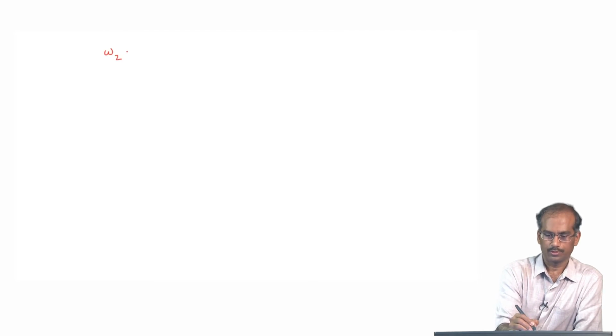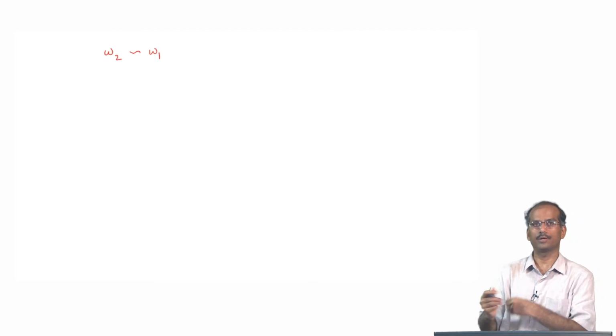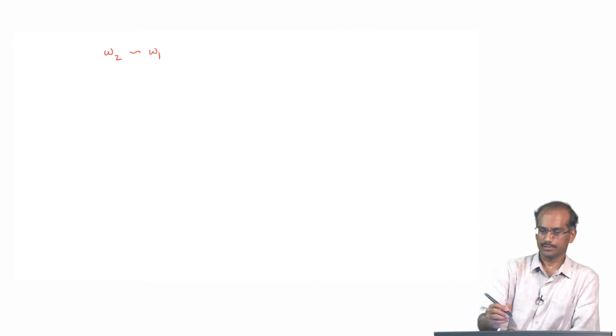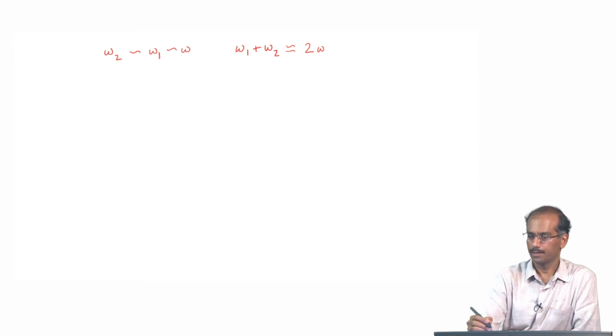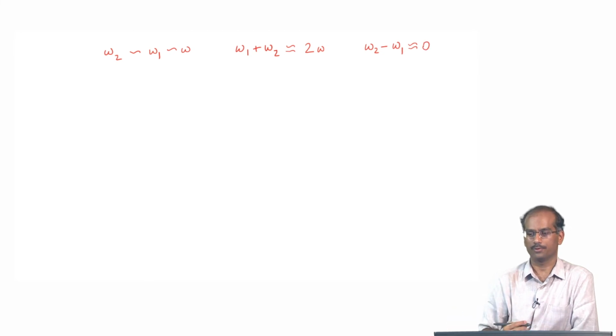In the limiting case, if I assume that omega 2 is approximately equal to omega 1, but not exactly equal, in which case omega 1 plus omega 2 is approximately equal to 2 times omega, simply because omega 2 is approximately equal to omega 1, which is approximately omega, and omega 2 minus omega 1 is approximately equal to 0.